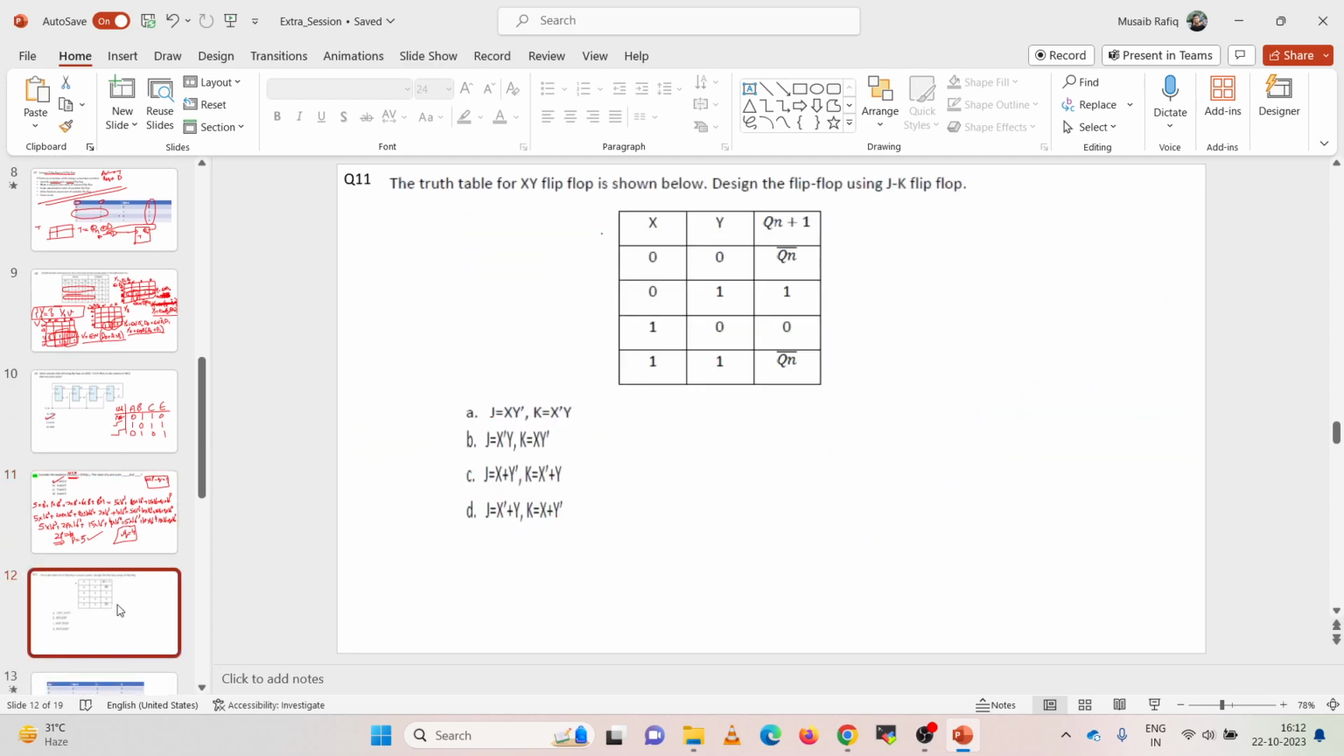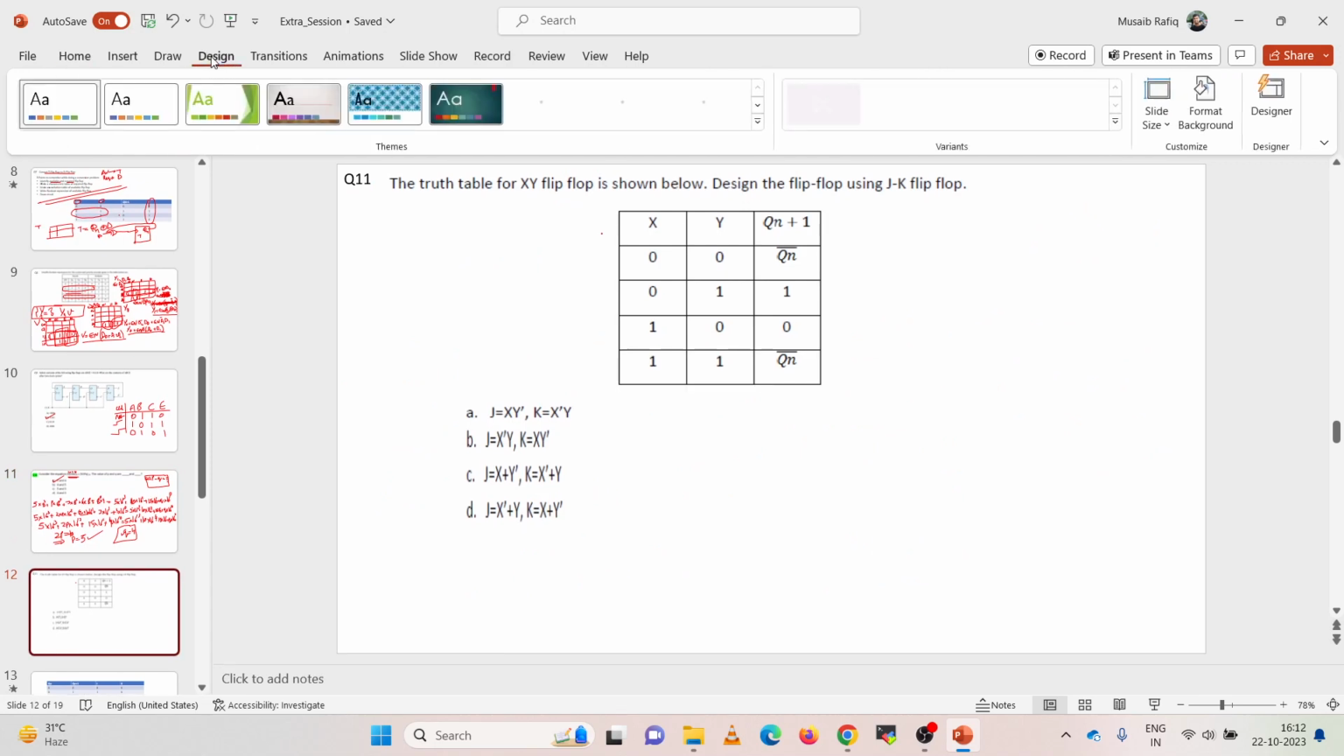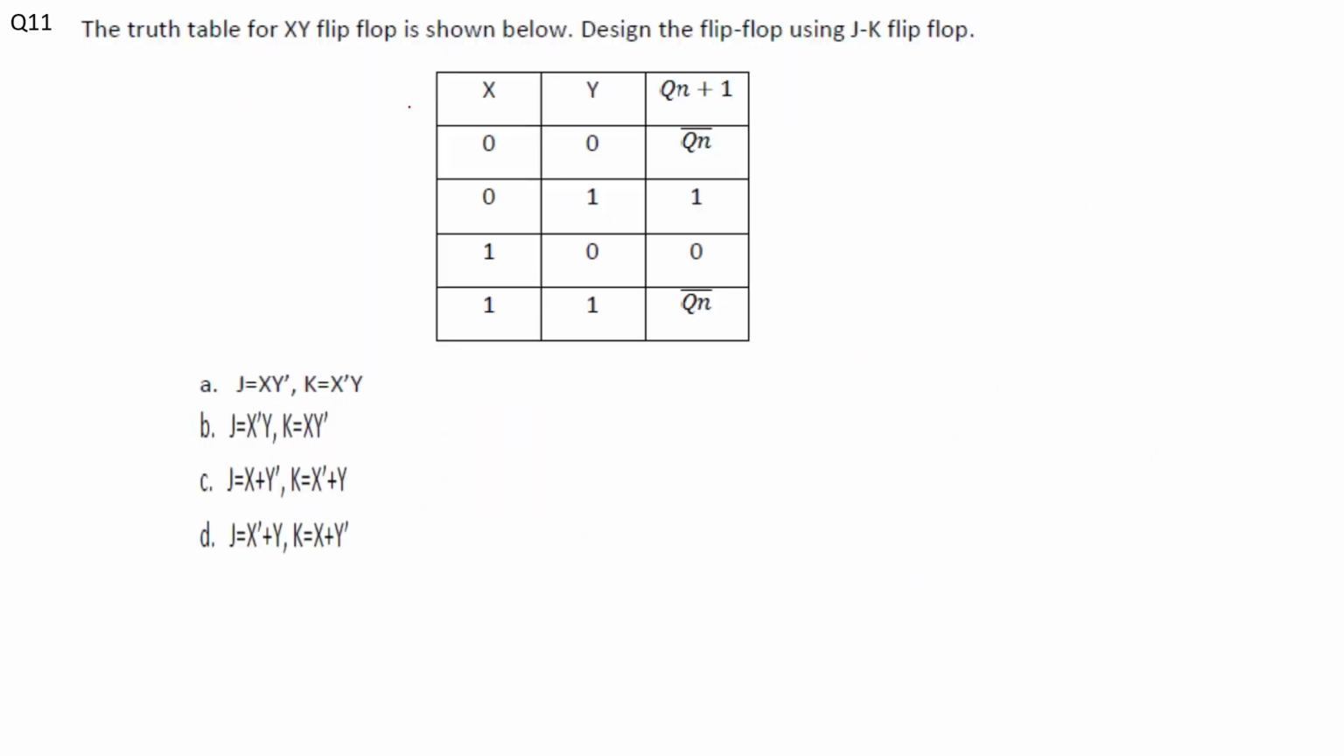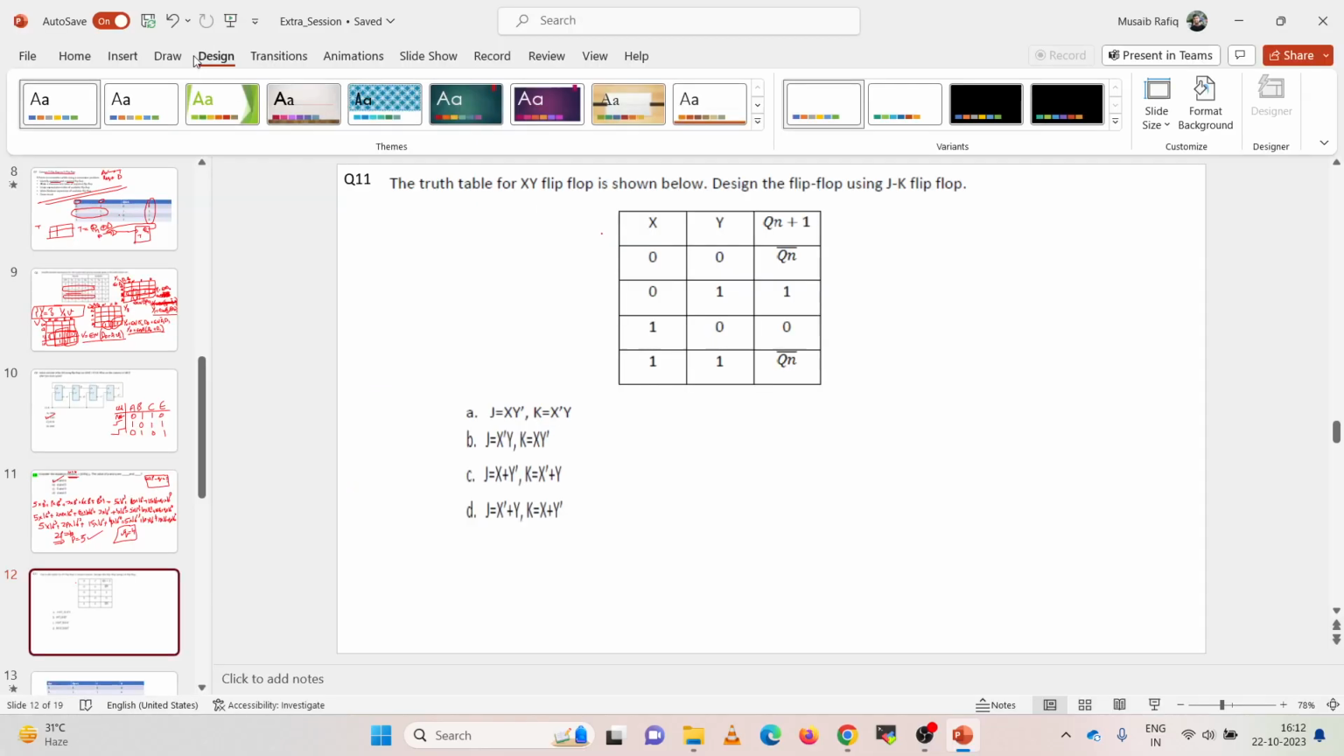So now I have this question which states that the truth table of XY flip-flop is shown below. Design the flip-flop using JK flip-flop. So this is a conversion problem. I think I've shown this in one of my live sessions. So I would like you guys to do it first, then I'll show the solution.